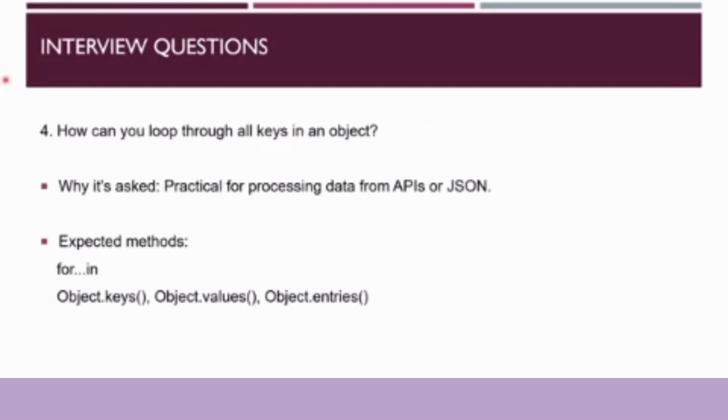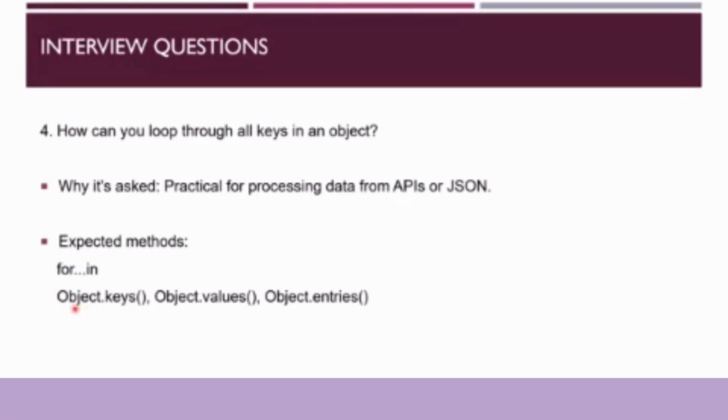So the next question is, how can you loop through all keys in an object? This is very useful when you want to process or use data, especially when working with data from APIs or JSON files. There are a few common ways to loop through all object keys. Using a for...in loop, this lets you go through each key in the object one by one.